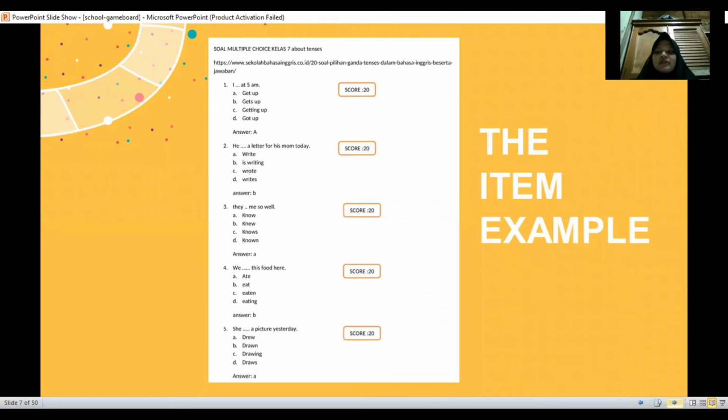Okay, I would like to explain the multiple choice question. Here we adopt the question from a website for 7th grade about tenses. Multiple choice questions provide the answer using some choices A, B, C, D, and so on. And we have 5 questions for example, and each question has a score of 20 for the right answer.